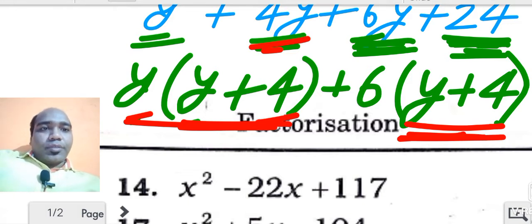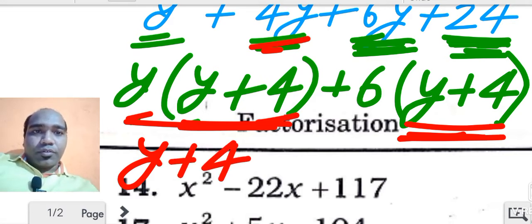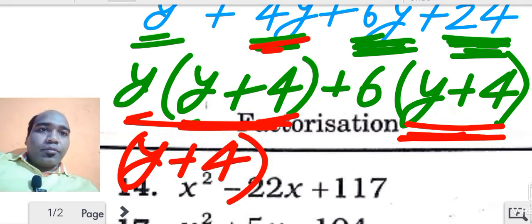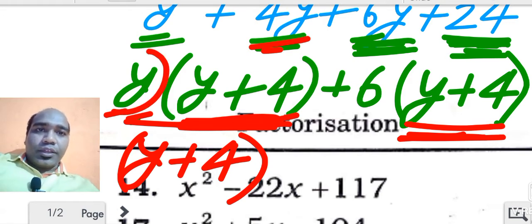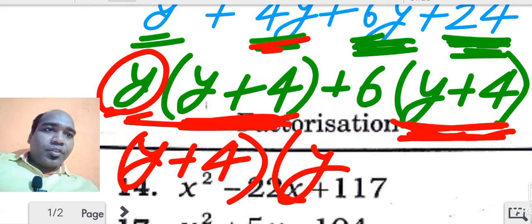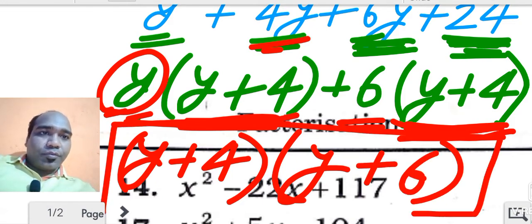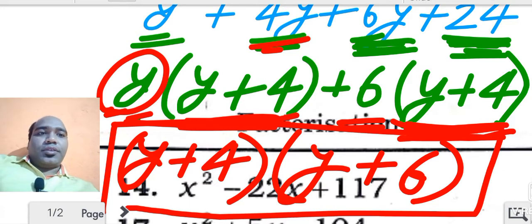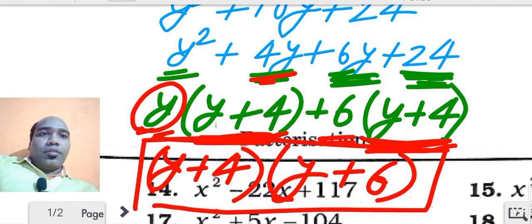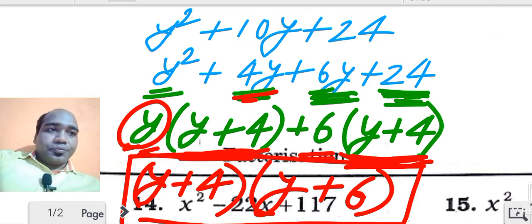So we'll take y plus 4 as common. This y plus 4 is multiplied here with what? With this y. So inside the bracket we'll take this y. Here y plus 4 is multiplied with 6, so we'll take plus 6. So overall how much will we get? y plus 4 into y plus 6. So this is your final factorization. Got it?